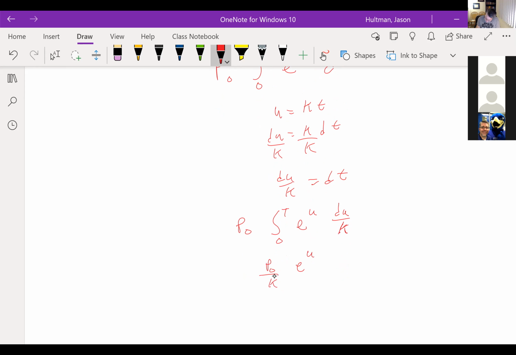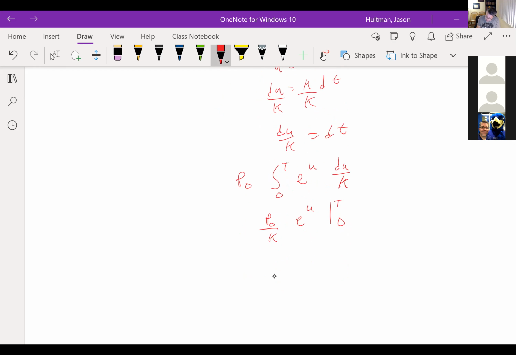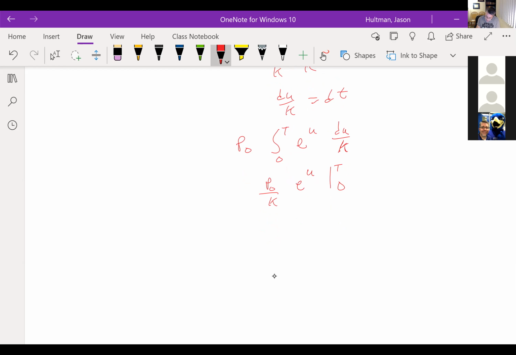And then I want to evaluate that from 0 to T. But I have to evaluate on my original t. That's the small t, which is what I integrated on. I can't integrate on u, or evaluate on u. We want to evaluate on t. Well, what was this? This was P naught over k e to the kt. Now we can evaluate from 0 to T.